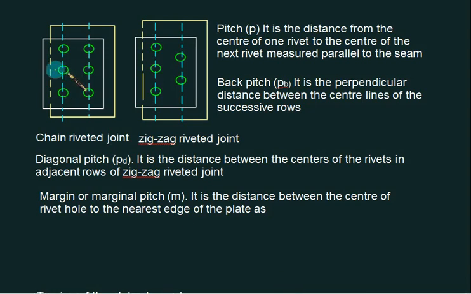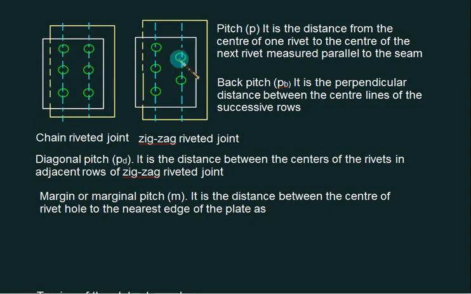Two types of joint here, both are lap joints. In this arrangement we have one rivet here as well as one rivet here. This one is one row, this one is second row. And in this case also we have one row and second row, but the rivets are placed alternately. So this type of rivet joint is called chain riveted.